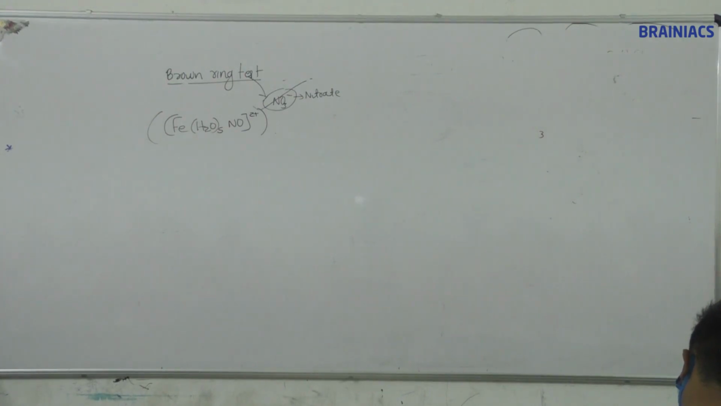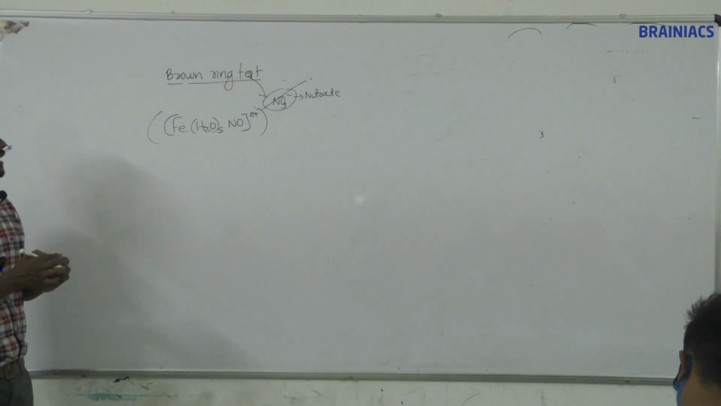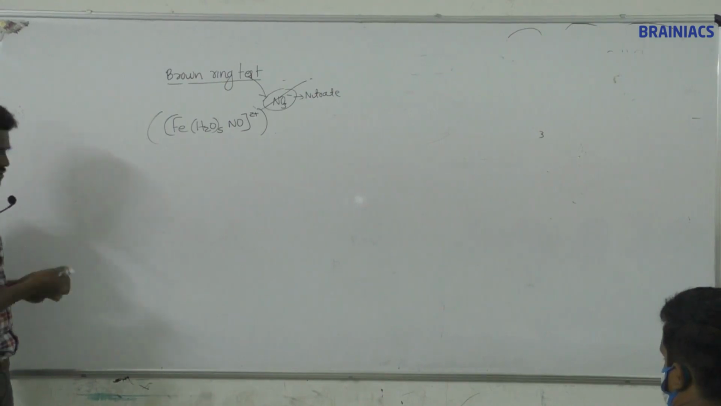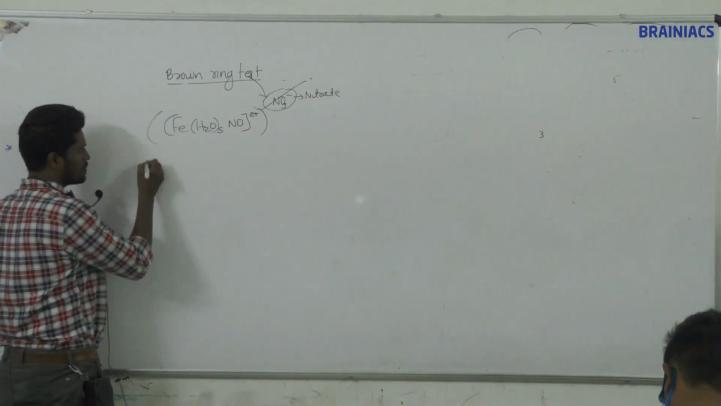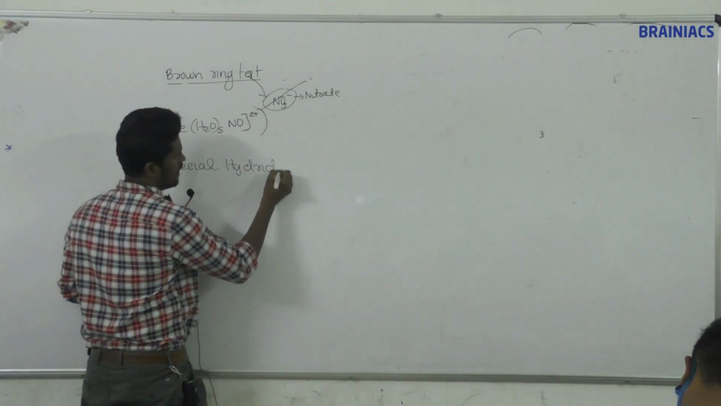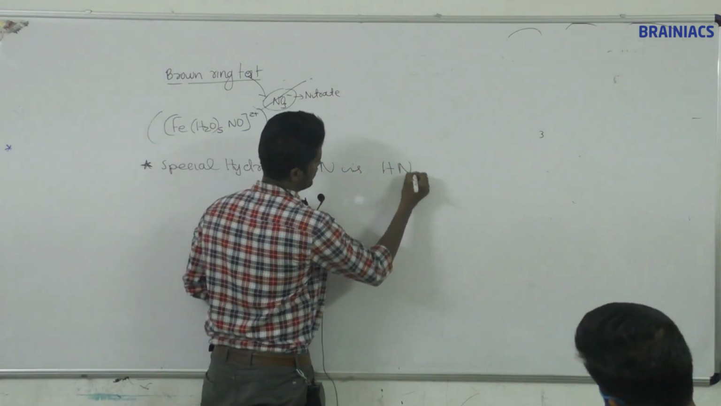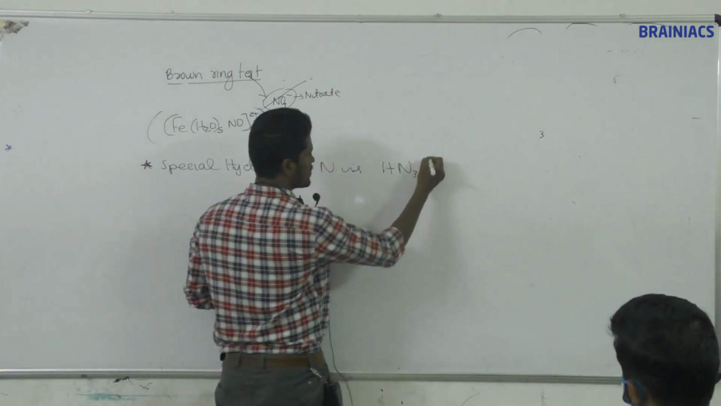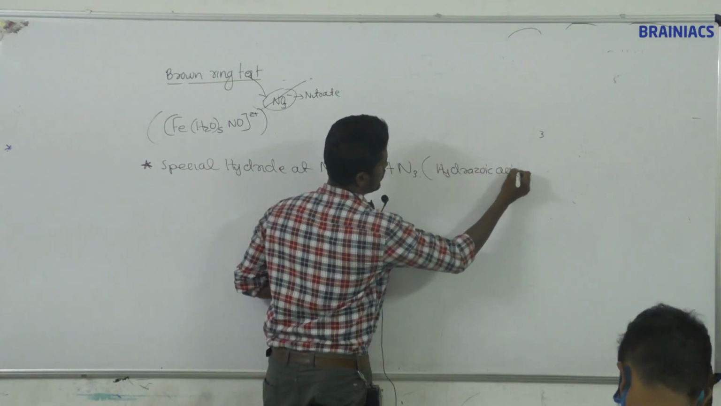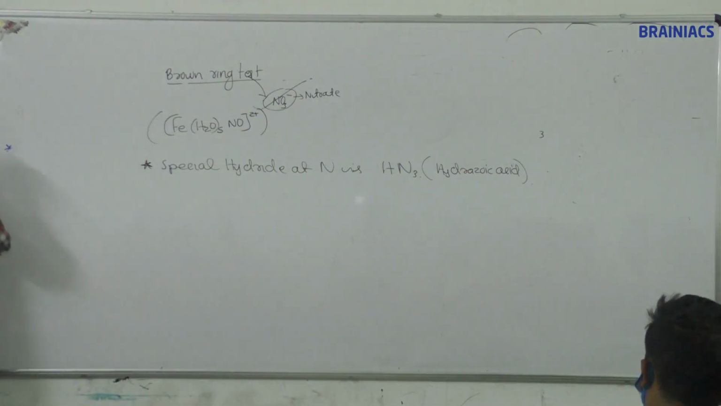HNO3. Okay, preparation and properties of nitric acid. And there is a special hydride of nitrogen. Special hydride of nitrogen is HN3, hydrazoic acid.